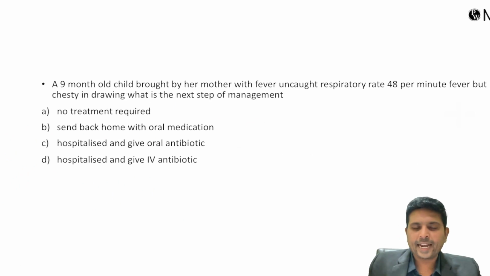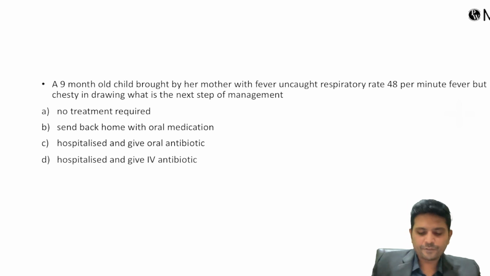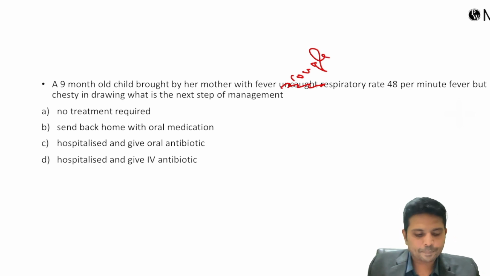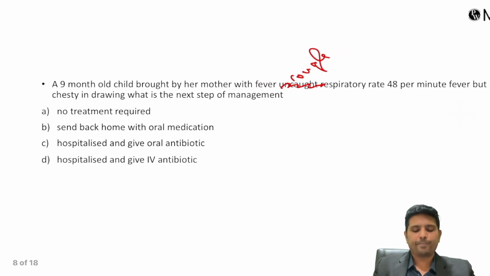Next question. A 9-month-old child brought by her mother with fever, cough, and a respiratory rate of 48 per minute, but there is no chest indrawing. What is the next step of management?